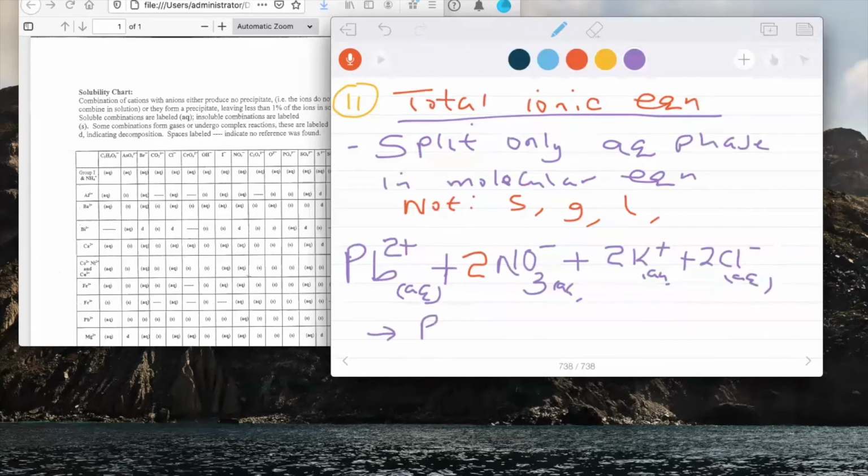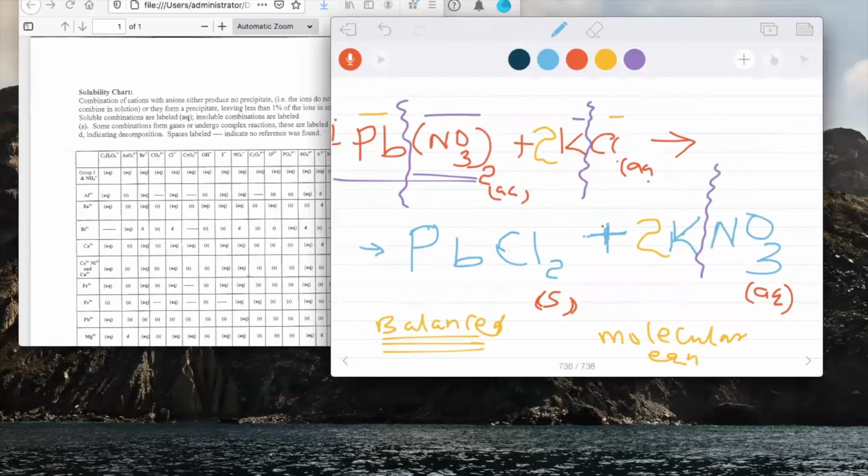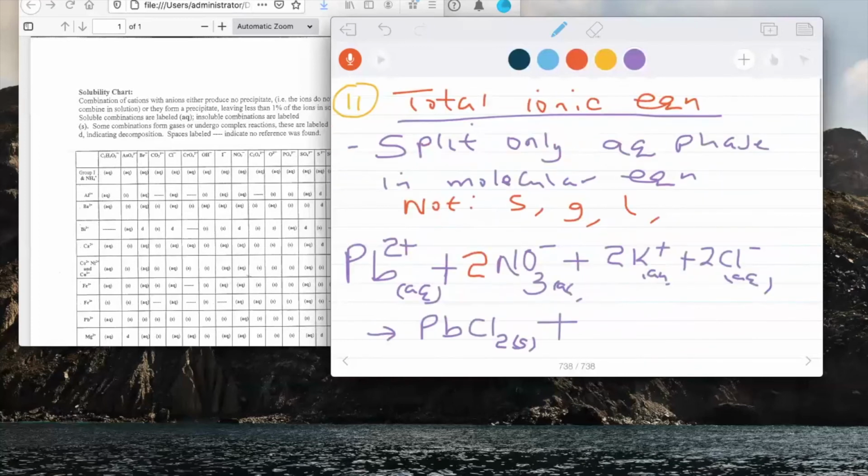So this is going to be what? Lead 2 chloride, subscript 2, and then you indicate the what? Solid. Plus now, from this product, the last one, I have 2 potassium, all right? 2 potassium, and they are ions now, plus 2 nitrates like that. And you have the molecular equation. I mean, the total ionic equation. Some others call this complete ionic equation. It's the same thing. Total ionic equation.